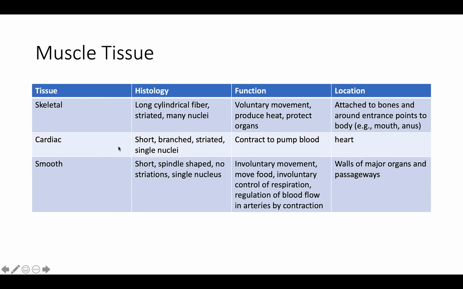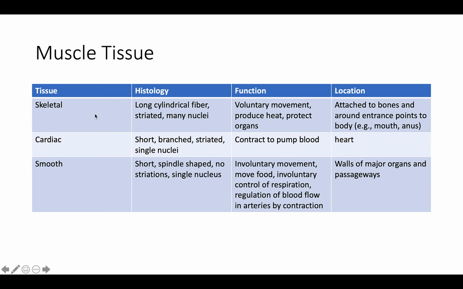And then we have muscle tissue. We have skeletal muscles, which is going to be characteristic of long cylindrical fibers, really striated, with a lot of different nuclei. This will be with voluntary movement, help produce heat in our body, protect our organs. This is what's actually attached to bones and around entrance points of the mouth and the anus. And then cardiac is what's around our heart. This helps contract so that blood pumps. And then smooth muscle is going to be usually around the walls of our major organs and passageways.